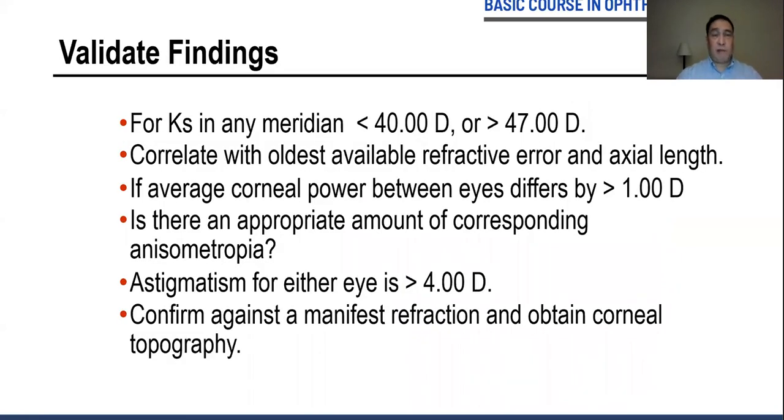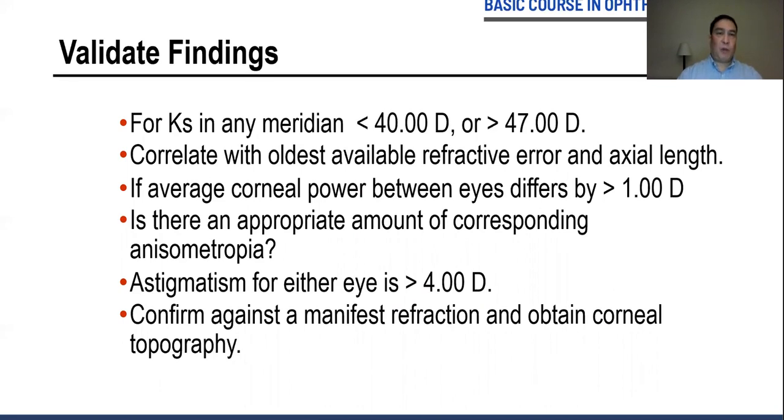You need to correlate findings whenever you measure with the keratometer. For any K readings in any meridian less than 40 or more than 47, please repeat the readings. It can very well be that the cornea is 48, but by that time you would be suspecting some kind of corneal ectasia. So if it's beyond extremes of measurement, you might want to repeat it. Please correlate with the oldest available refractive error and or axial length.